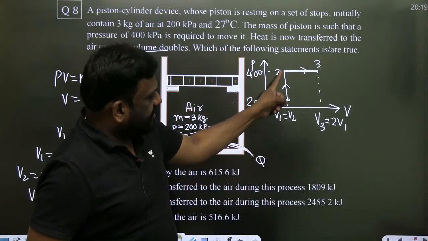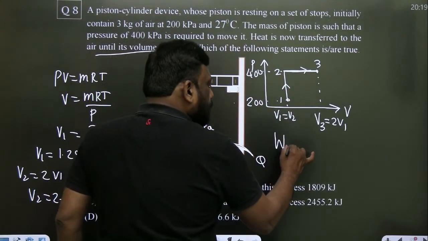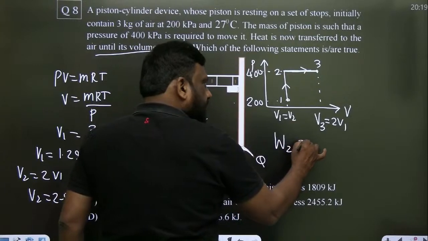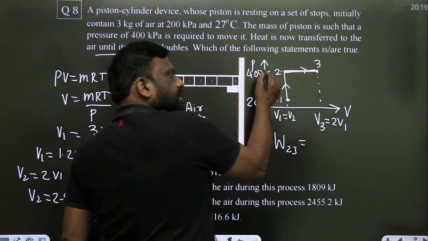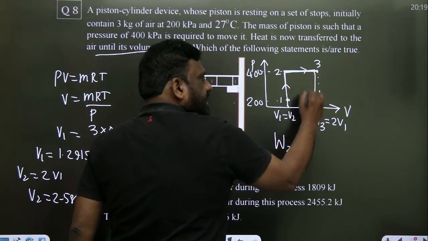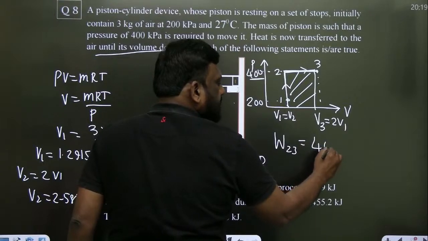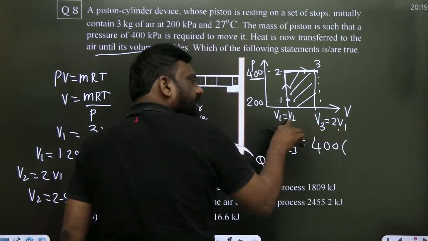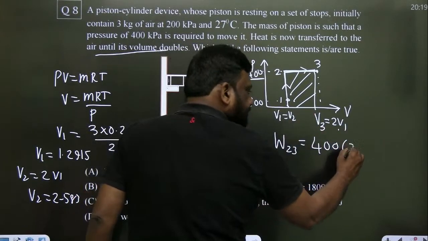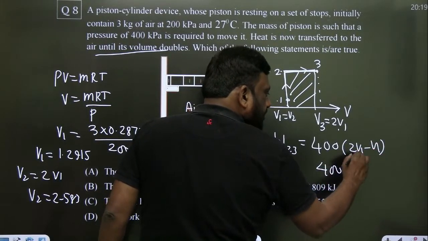In this, the work is 0. There is a constant pressure work. So if you want work in 2 to 3, there is no work in 1 to 2. It will be pressure, this pressure is 400, into change in volume. Project this and calculate the area. You get the work. So what is this pressure? 400. And change in volume is 2V1 minus V1. So how much is it, sir? 400 into 2V1 minus V1, which is V1.